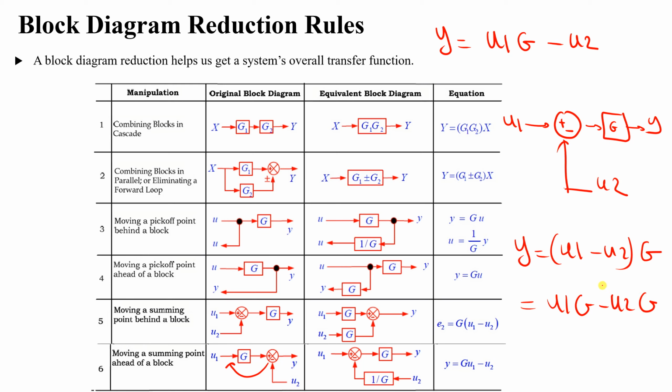Now, as you can see, I would like it to be U1G, so this one will stay as it is. However, I would like only U2, but we have here U2 multiplied by G. So in order to remove this, I need to multiply U2 by 1 over G. How can I do this? By adding here a block of 1 over G to eliminate this G and return it to the same solution, as you can see here.